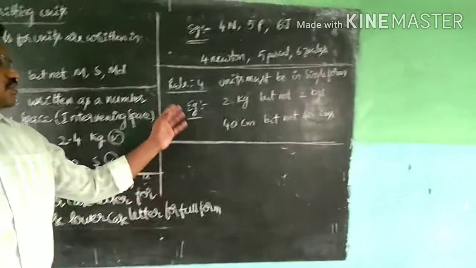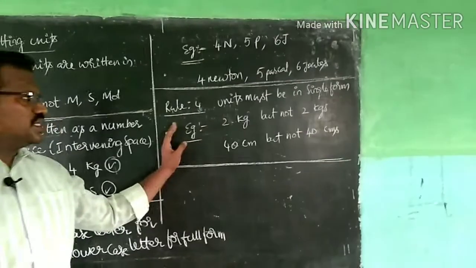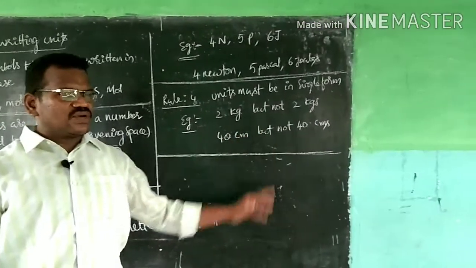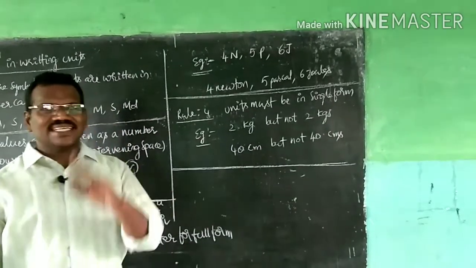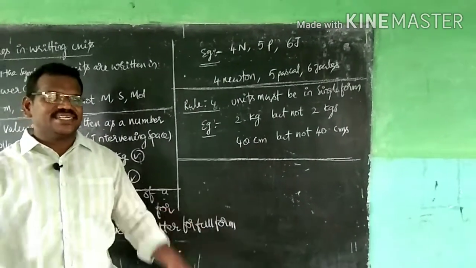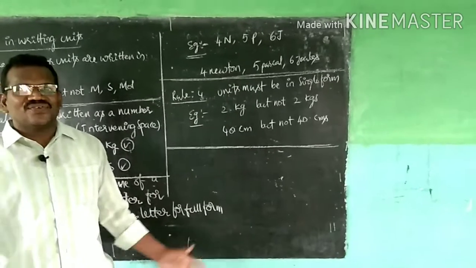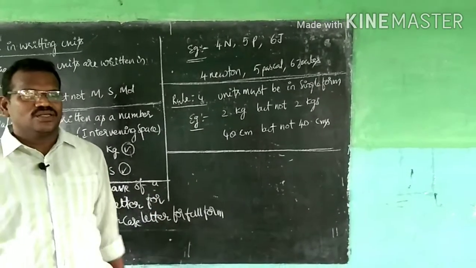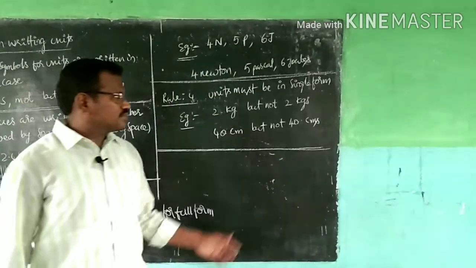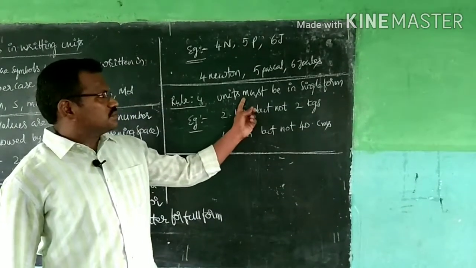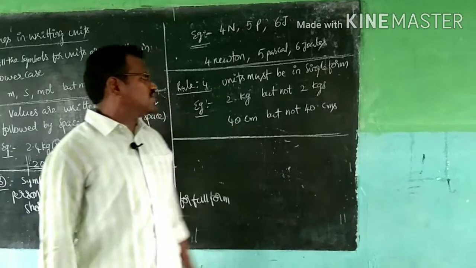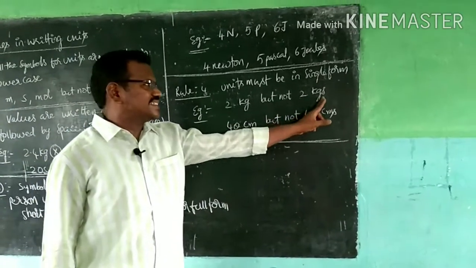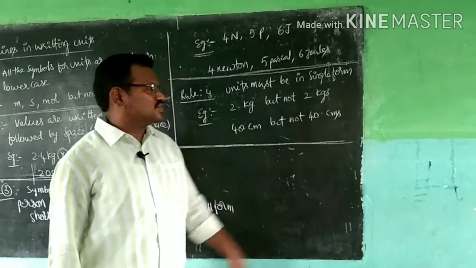Now let us come to rule 4. See here, generally our mistake is that we write 2 kgs or 40 centimeters, 50 centimeters, or 400 kilometers. No, we should not write like that. Units must be in single form. We should not write gs or kgs.